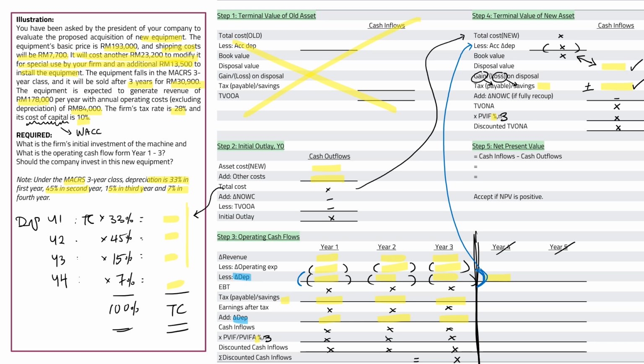Now, to calculate net present value, we take the present value of cash inflows minus cash outflows. And it comes from here. This is your discounted cash inflows plus your discounted TVONA, and then you minus the initial outlay, and that's how you get your net present value. If possible, I would like you to try this out on your own, and in the next slide, we will check on our answers.